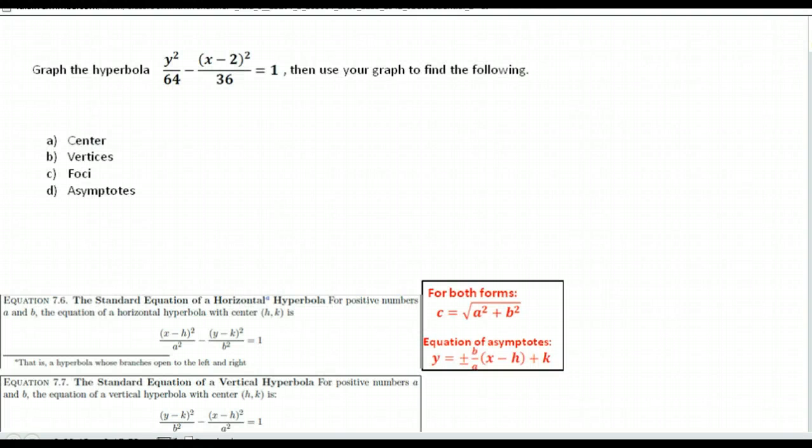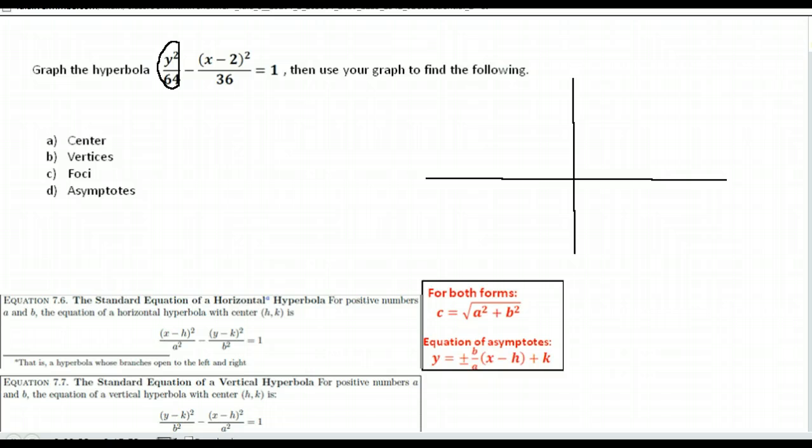To graph a hyperbola, the things you want to start with, you want to write down some of these things. You want to know what your center is, because that's where we're going to start when we are graphing. We're also going to want to know the values of a, b, and c. So let's look at this.